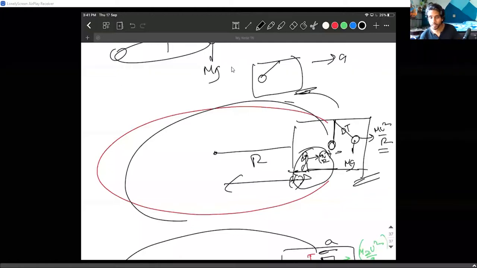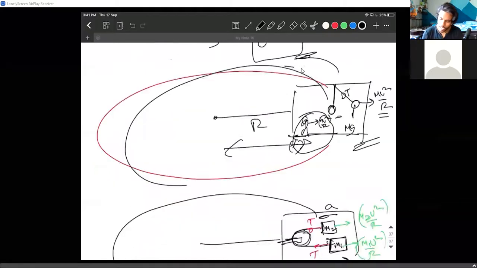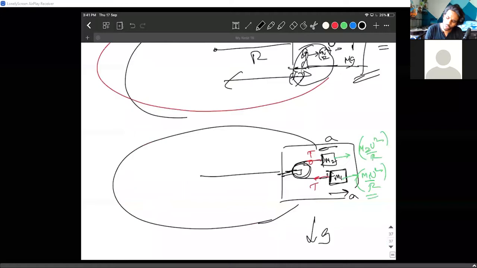So can you please, Neeti and Preeti, explain how to take the direction of mv square by r? I'm a bit confused. Neeti and Preeti, raise your hand once. I want to speak to you in person. Tell me, Neeti, Preeti. Sir, how to take the directions? I'm just confused.